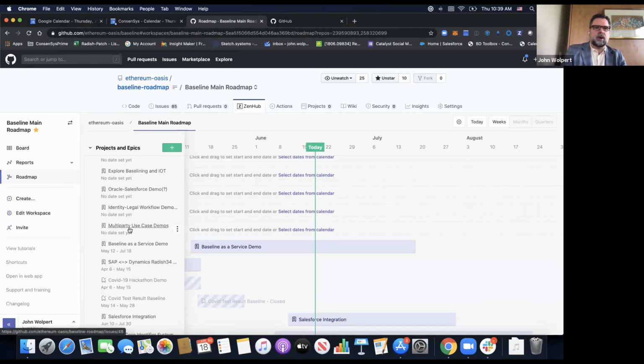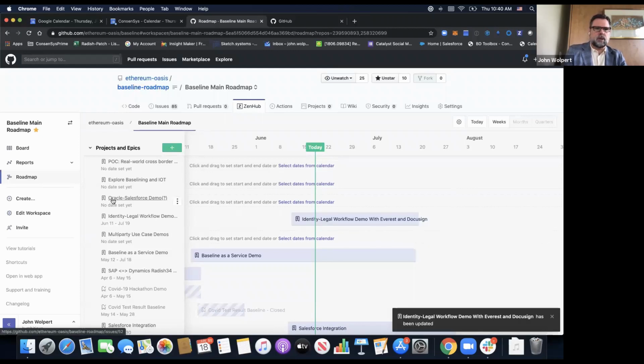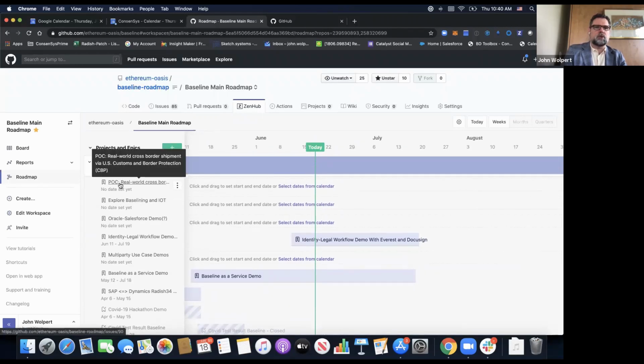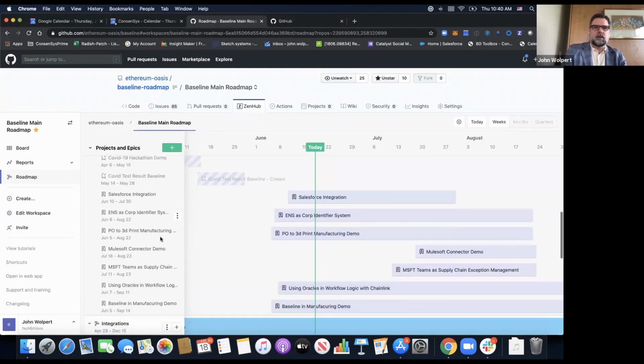What isn't being actioned right now is multi-party use case demo, and this one also, identity legal workflow. I think we need that to be updated, because that is actually happening. I think that's what we're calling the DocuSign demo. And then, yeah, so those are some of these I think we'll prune out of here, as these were ideas that various people had. And if I don't see action on them, I'll move to prune them.